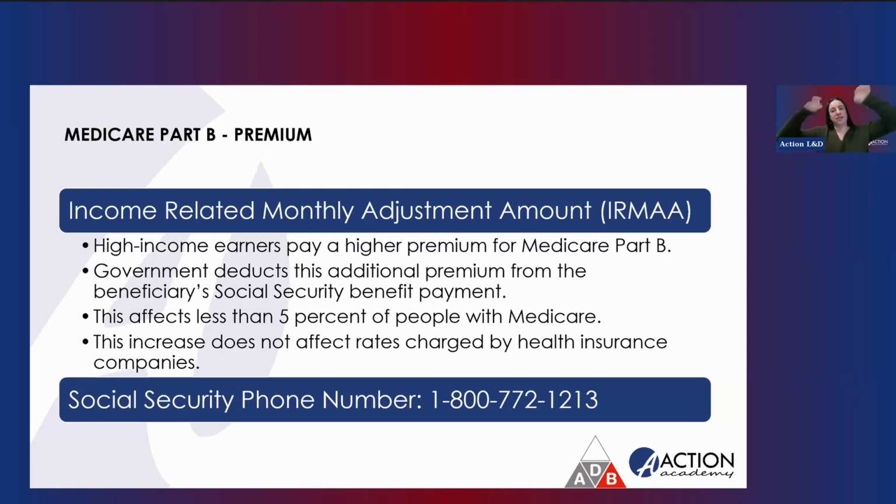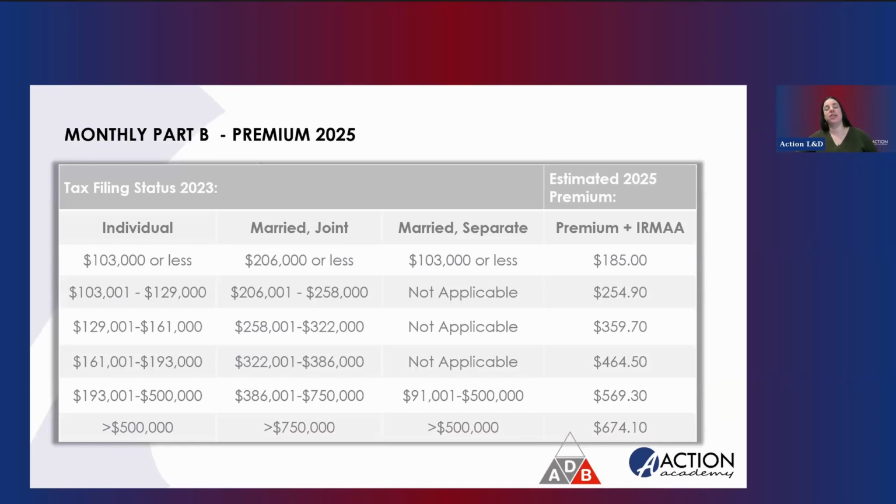I know that was really high level. So let's just look at the chart. I think that's easier. So this is how IRMA is determined. The IRMA calculations are for 2025 here. So you'll notice on the left-hand side, we're looking at tax filing status for 2023, and that will determine the IRMA status for that person for 2025, for this year. So you'll see if the person makes $103,000 or less, then they have no IRMA. They're just paying that $185 for Part B.